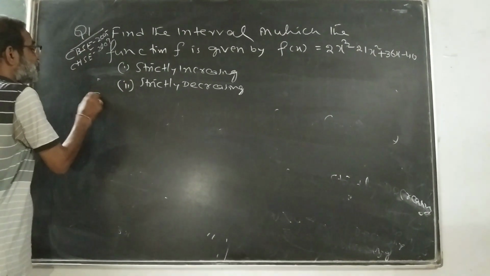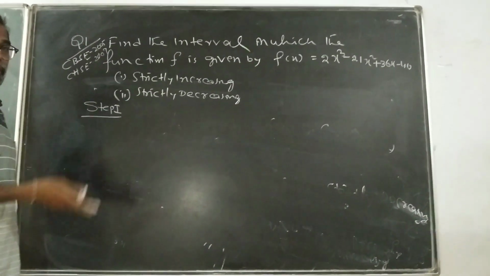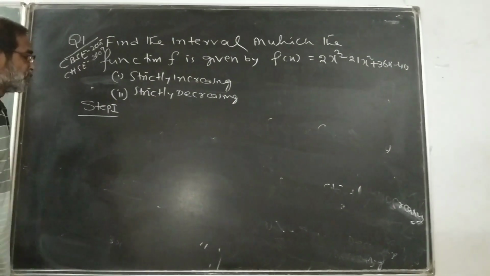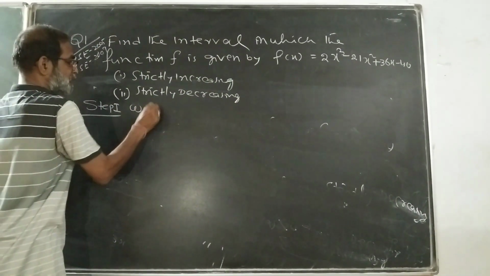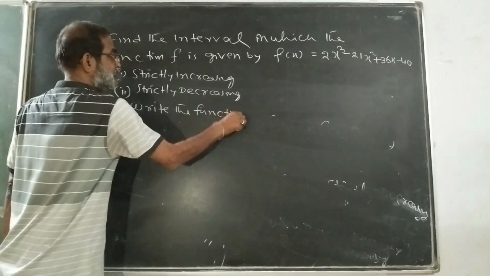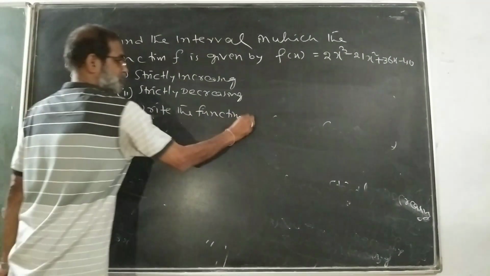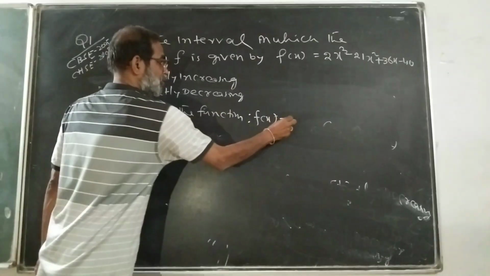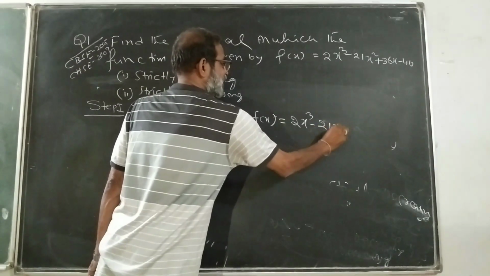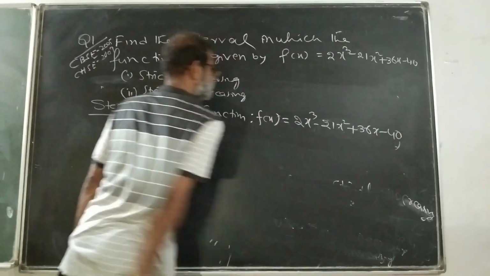Look, step 1. Here I am writing the procedure. In this way, you should go on doing. Step 1 is to write the function. First write the function: f(x) equal to 2x cube minus 21x square plus 36x minus 40.